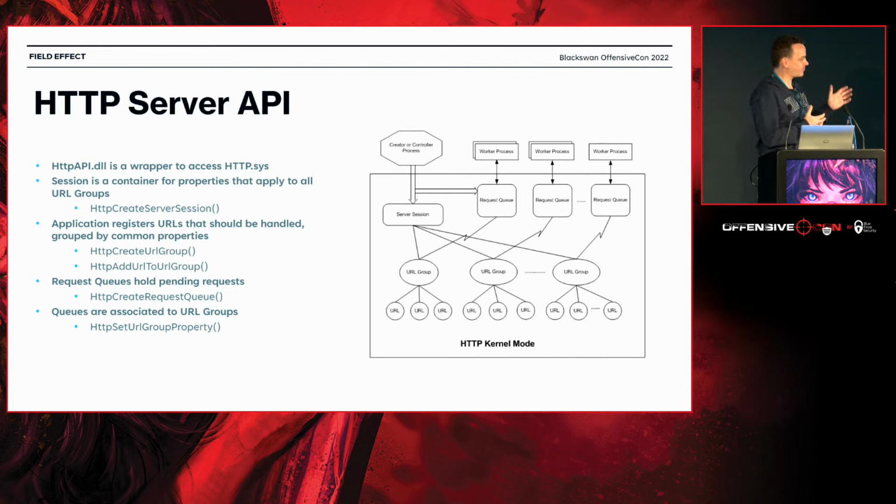There are three main things you would do with the API to get set up. You create a session, and a session is really just a container for a bunch of properties that are common across your application. Then you can register different URLs, grouping them again by common properties. Each of these URL groups gets associated with a request queue that gets created, so you can have multiple applications reading requests out of the queues as they come in, a good way for load balancing and performance reasons.